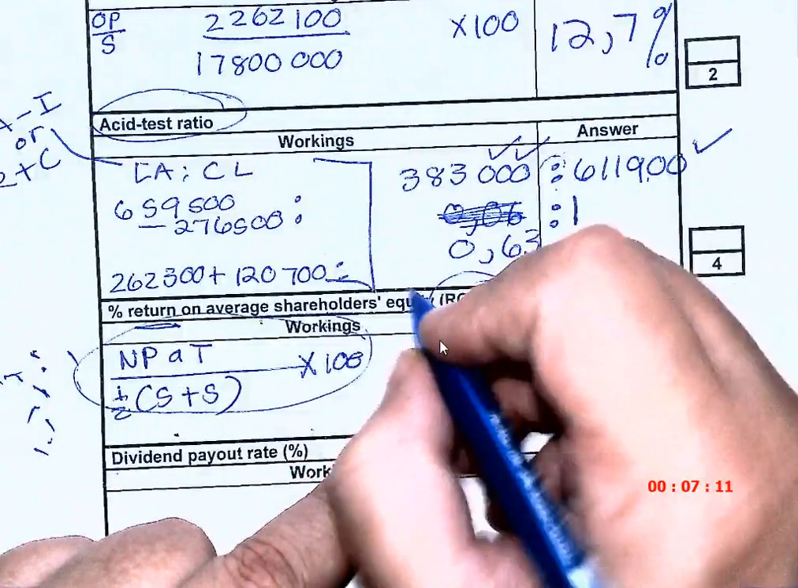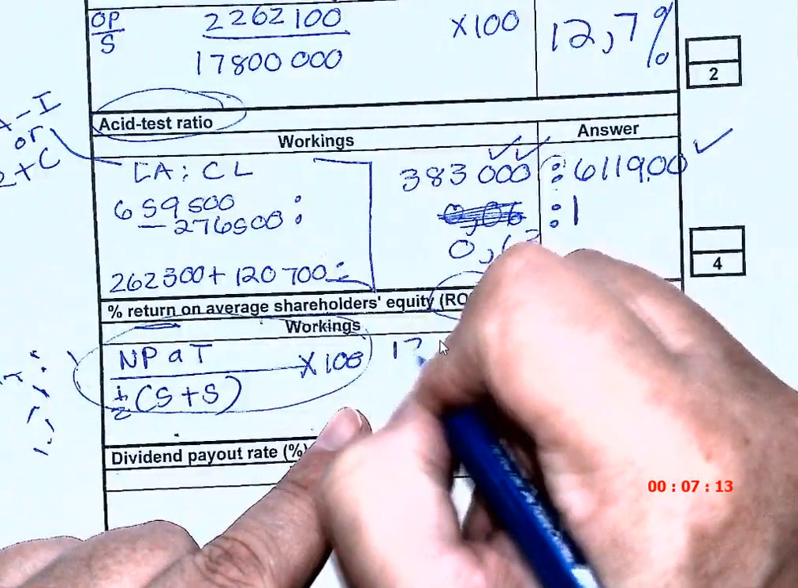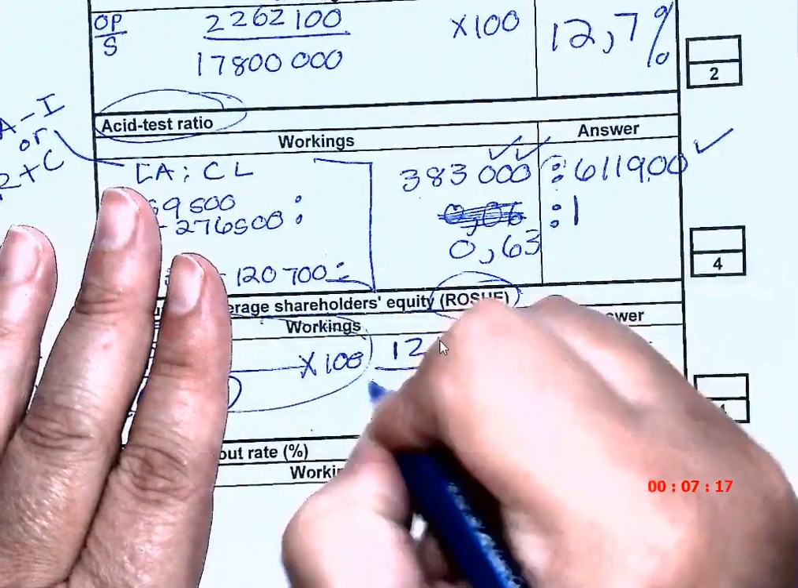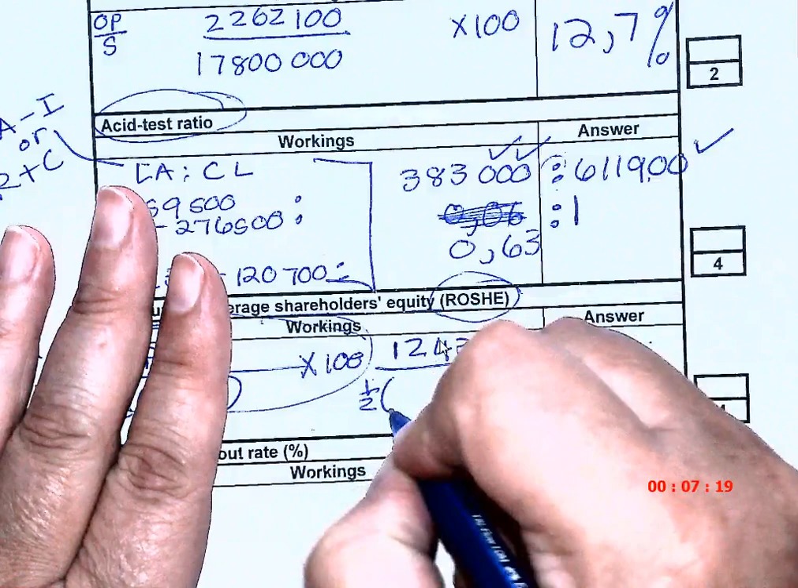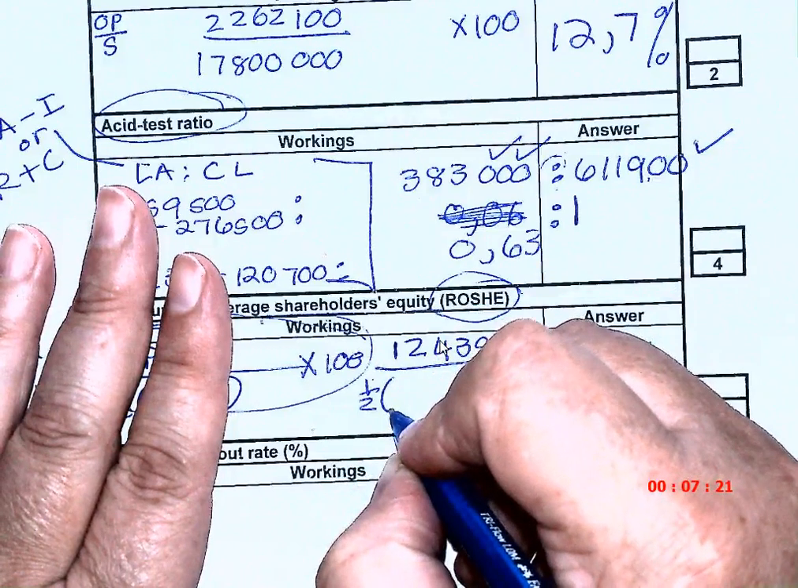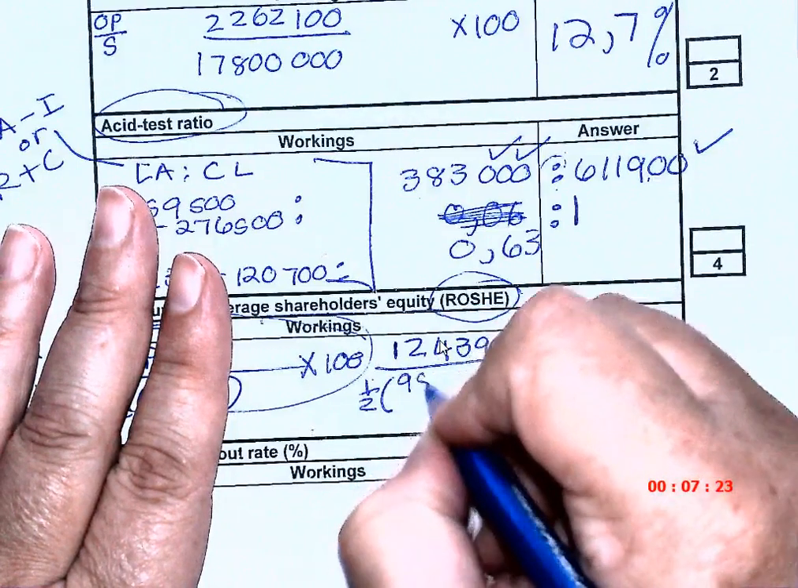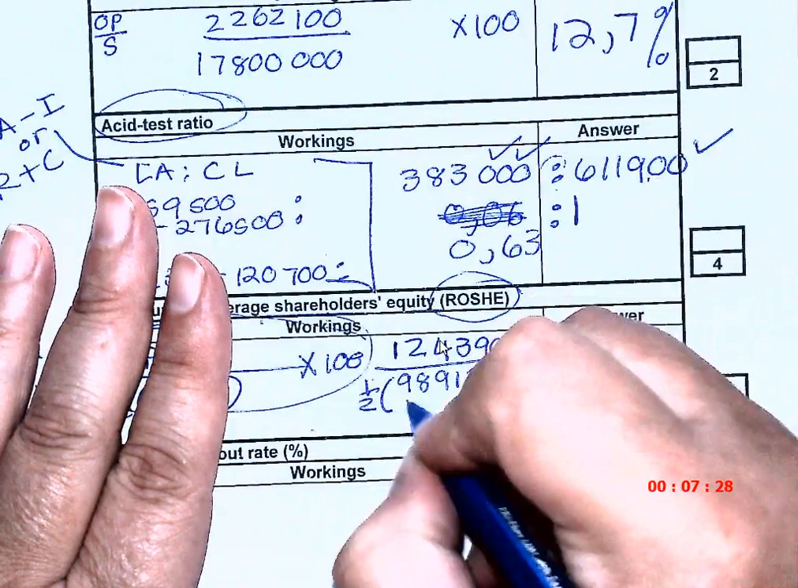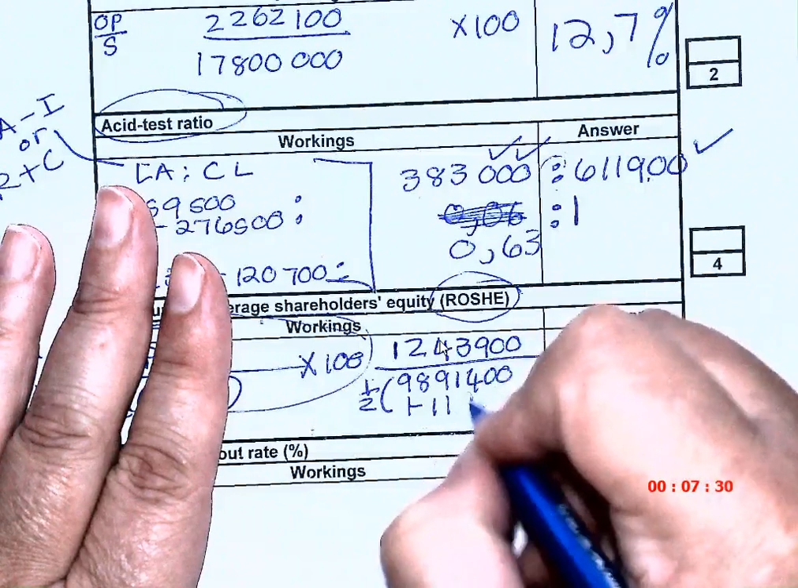So now, let's see. What is net profit after tax? It's given. 1,243,900 over half, SHE plus SHE, and they gave me SHE, is 989,1400 plus 11,985.